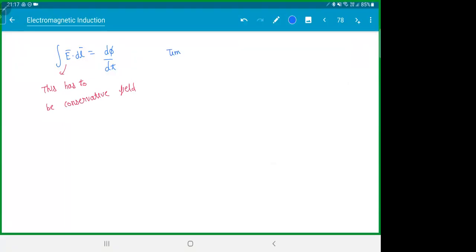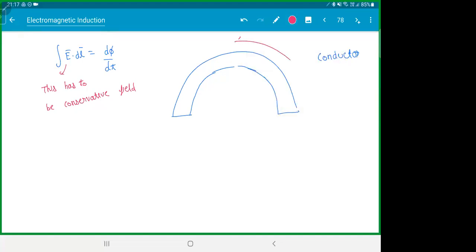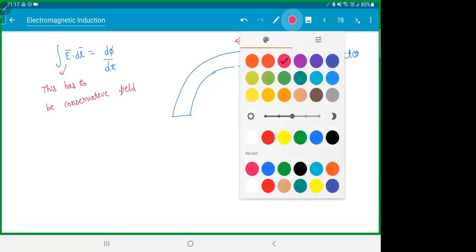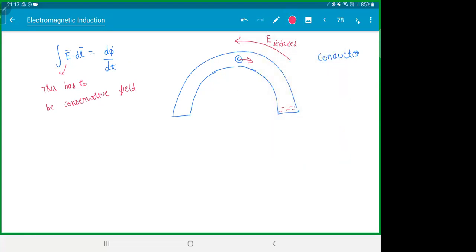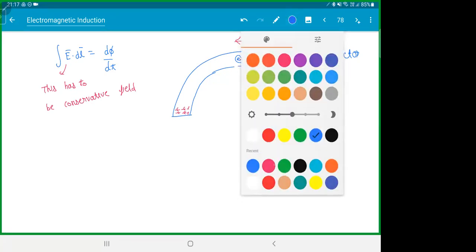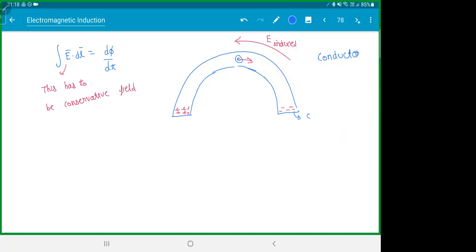You have a time varying magnetic field. So when you take a conductor, and when you have this induced electric field, this is that E induced. The electrons present here, what will happen? The electrons will go opposite to the field. The electrons will start accumulating here. So these charges are induced. These are the induced charges because of the non-conservative field.